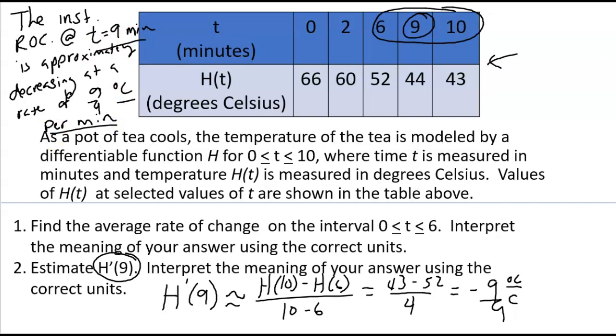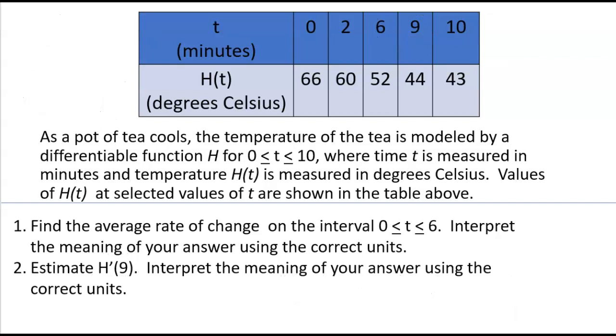Notice that I said this time the instantaneous rate of change, because that's what they're asking about, but I have to say it's approximately. I can't say it actually equals that, because it doesn't. To have the instantaneous rate of change, we would actually need to know the derivative at that point. We don't know it. We can only estimate it. Okay, so you can see how I worded myself a little bit differently in each of those circumstances.